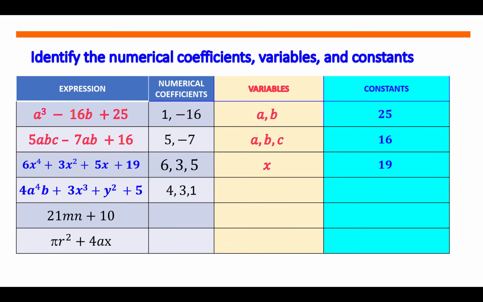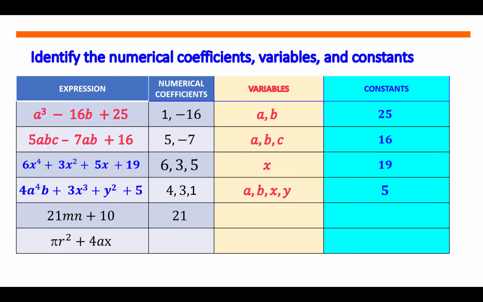In problem number 4, or example number 4, we have the numerical coefficients of 4, 3, and 1. So again, the 1 is the numerical coefficient of the term y squared. So we have 4 variables in this example. We have a, b, x, and y. And we have 5 as constant.